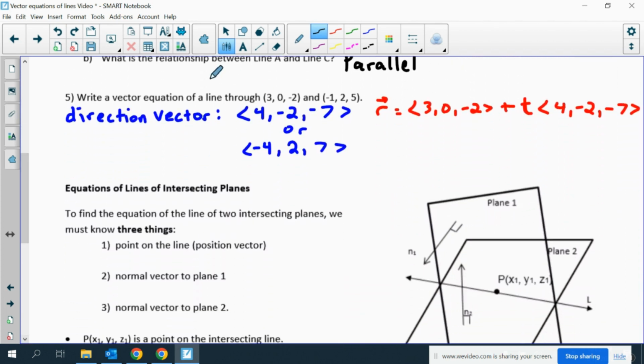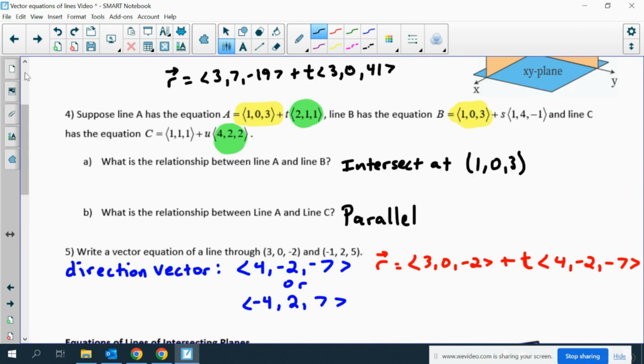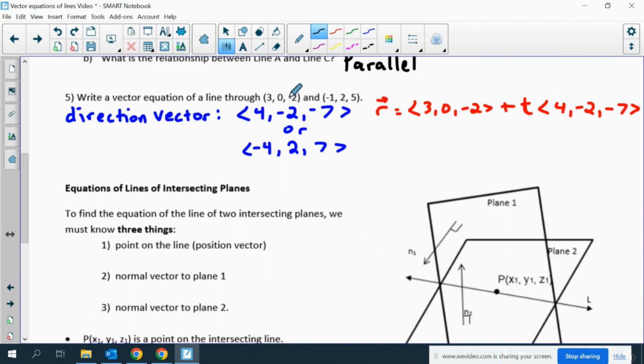Number 5, write a vector equation of the line through these 2 points. So again, just like we did on number 3 up here, we're going to find a direction vector by subtracting the x's, y's, and z's, then pick one of the points to be a starting point, plus t, your scalar multiple variable, times one of these direction vectors.